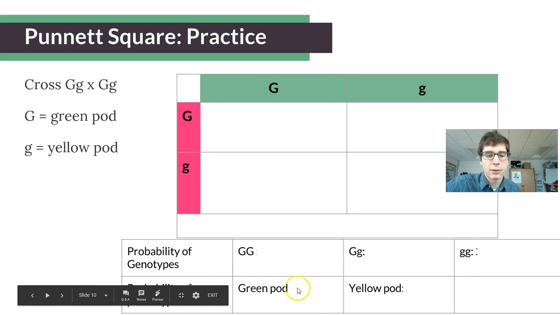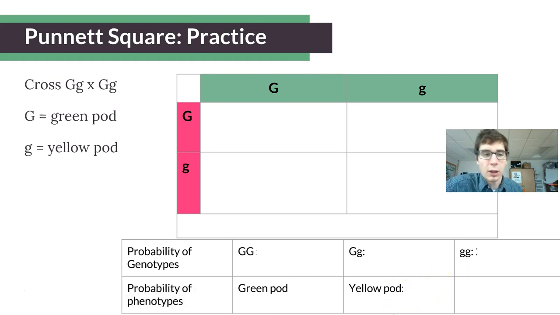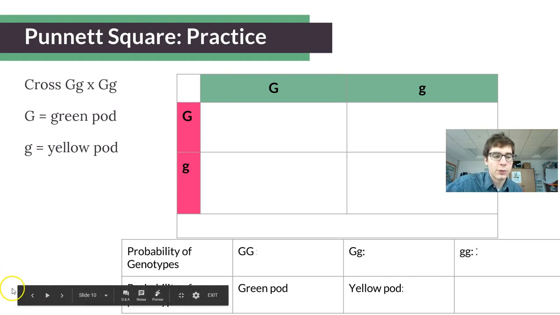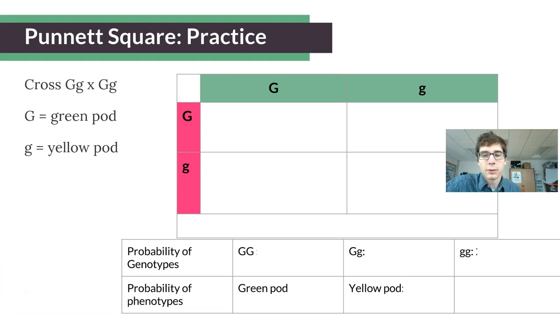Then I want you to give me the possibility for getting a green pod phenotype and the possibility of getting a yellow pod phenotype. Go ahead and do that. I really want you to pause and take time to do that, but then I am going to post the answers so that you can double check. So take some time to do that, and then when you're done, come back and you can check that out. Okay?